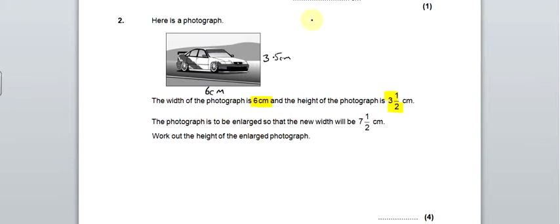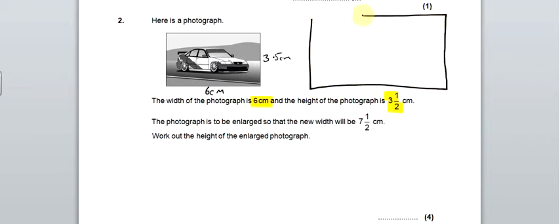And the photo is going to be enlarged. So again, I'm going to draw myself a big photo. There's the big photo. And there's the big car here. I'm sorry, did I draw a tractor? Never mind. Okay, there we go. There's a tractor, the big car.